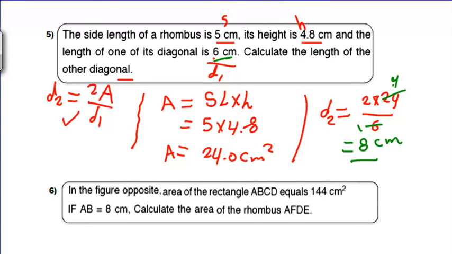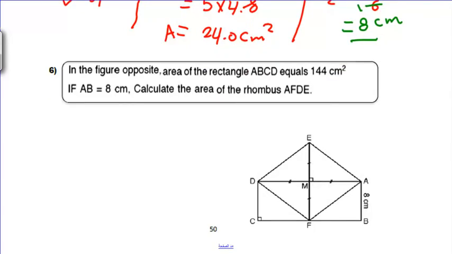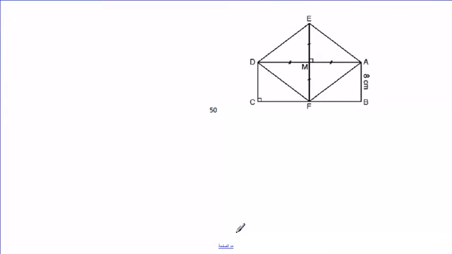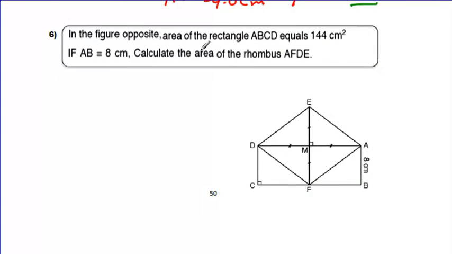Let's see the last one. The last one, he gave me a rectangle and a rhombus. Rectangle ABCD and a rhombus AFDE. Okay, and what does he want?